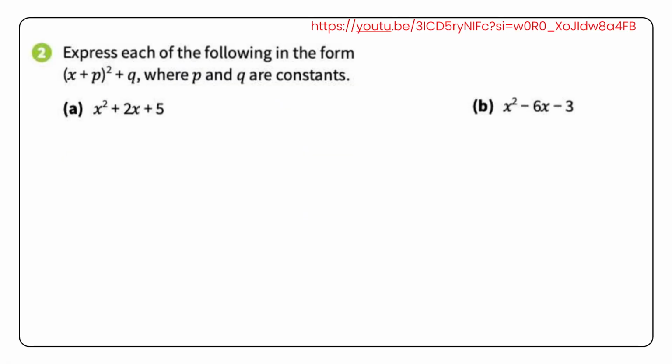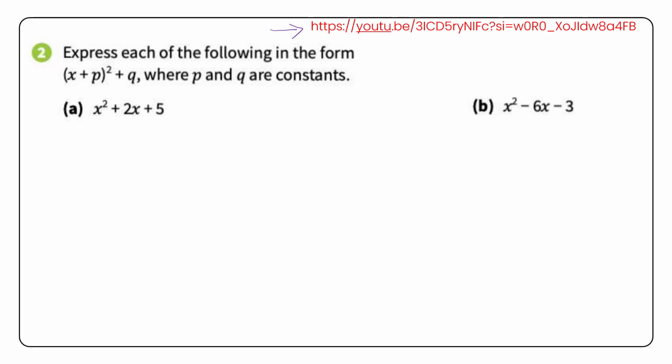In this video, we're going to learn how to apply the techniques of completing the square. We're not going into why we do this or why we do that. If you're interested to know why, you can click on the link at the right hand corner.